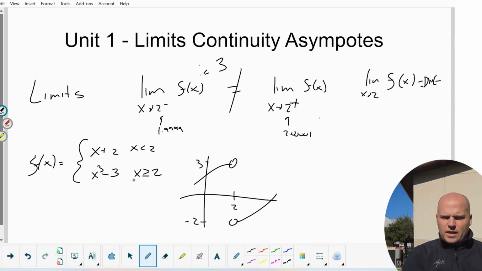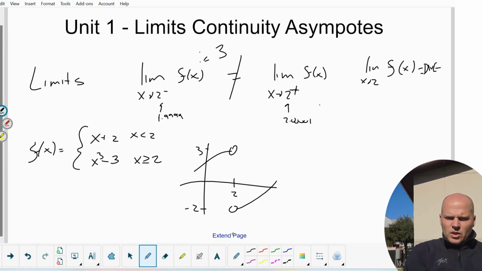If I ask you for the right-hand limit, I'd be plugging in 2.001. Well, I'd be plugging into this piece. This is the piece we're using for x is bigger than 2. So I'd get something close to 8 minus 3, which is something close to 5. I'd say it's 5. The left-hand limit does not equal the right-hand limit. Limits don't exist. We'd have a jump, okay?